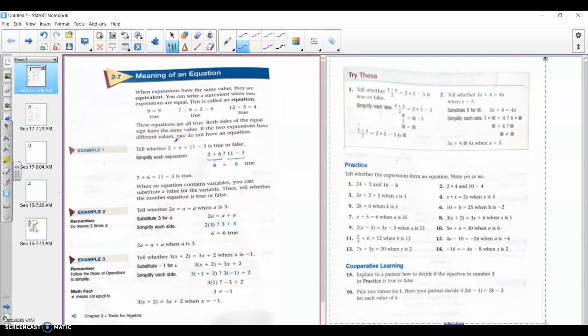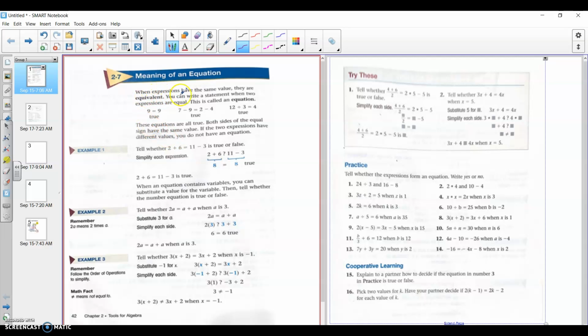Chapter 2, Section 7, meaning of an equation. We're still working with expressions. You're going to see an equal sign this time. However, it's just simply separating two expressions. So it doesn't necessarily mean that we're solving equations. I'll explain more when we get there.